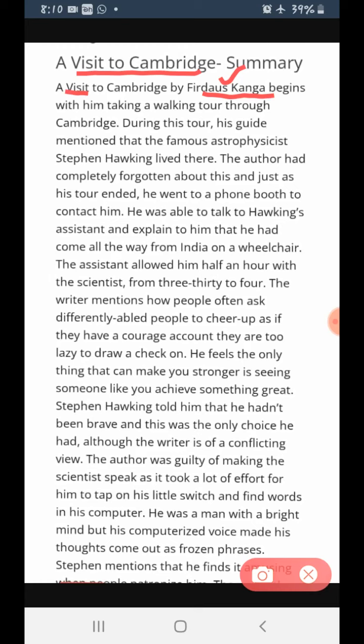A Visit to Cambridge by Firdaus Kanga begins with him taking a walking tour through Cambridge. Okay, so in the beginning of the chapter, Firdaus Kanga is seen taking a walking tour through Cambridge. That means he is now at Cambridge. During his tour, his guide mentioned that the famous astrophysicist Stephen Hawking lived there. Okay, so while he was taking a tour, Firdaus Kanga's guide mentioned that the famous astrophysicist means the person, or you can say scientist, who deals with the nature of physics. Fine. So who was he? He was Stephen Hawking. So Stephen Hawking lived there.